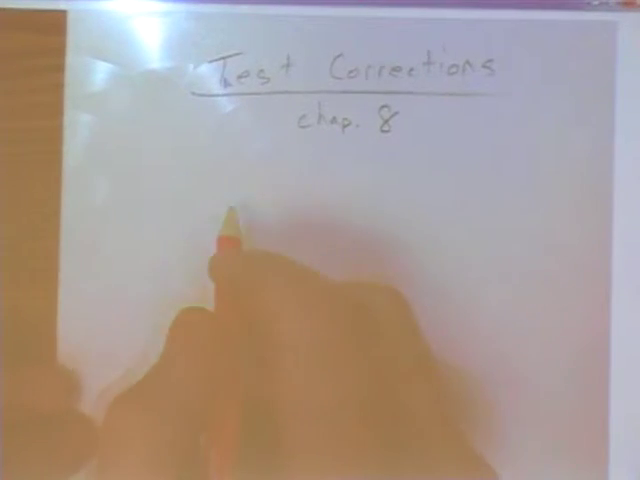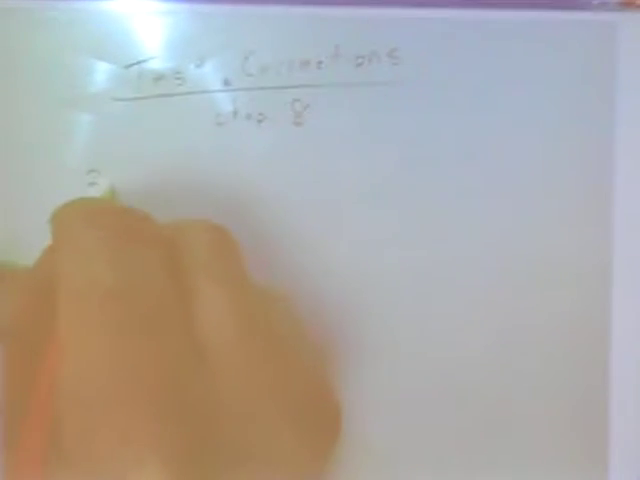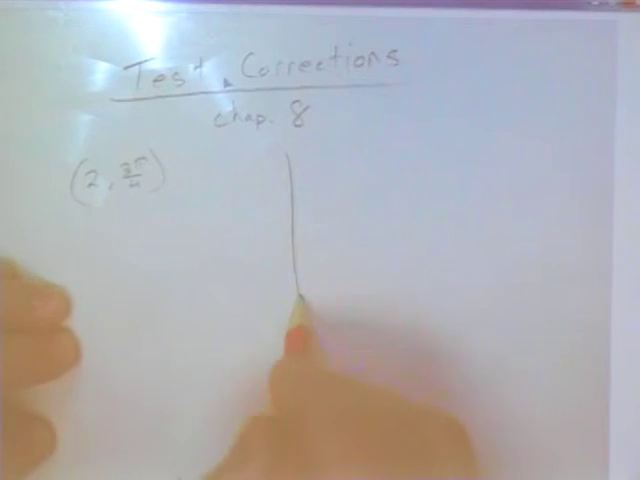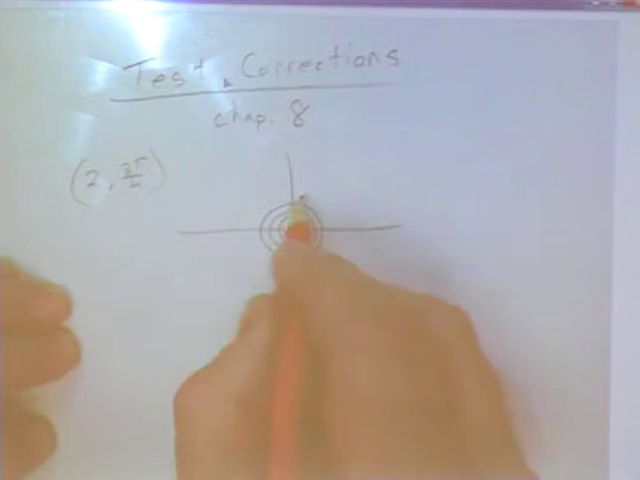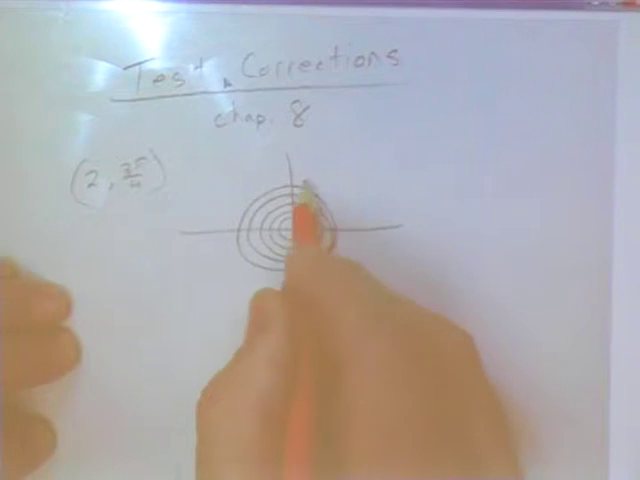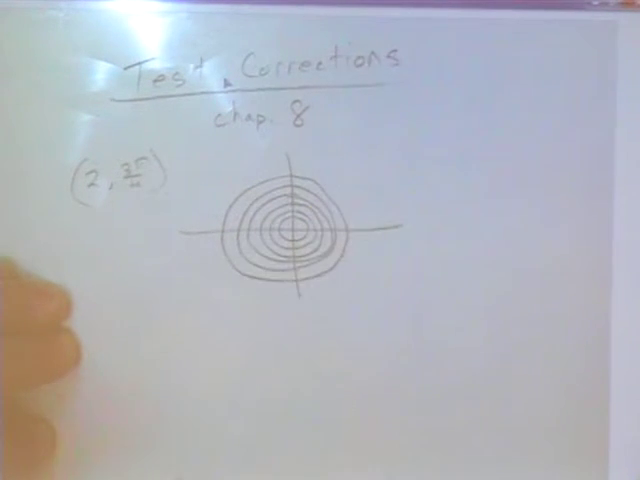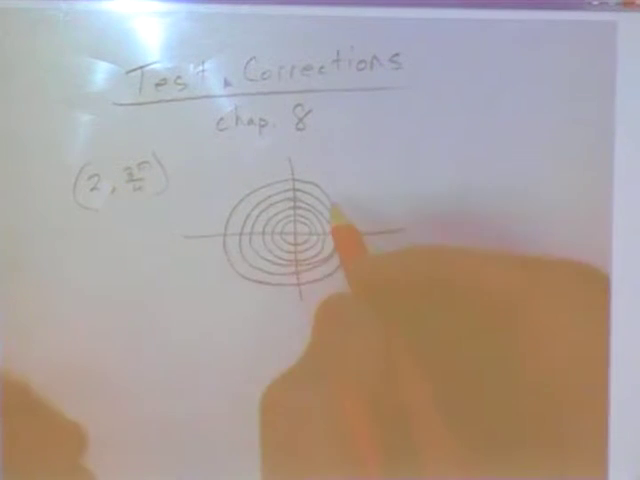Number 1, basically all you had to do was graph these polar coordinates, 2 and 3 pi over 4. And so I'm just going to draw the graph here. This is my radius of 1, 2, 3, 4, 5, and 6. Okay, a little off, but we'll go from there. So the radius is 2, and we're at 3 pi over 4.